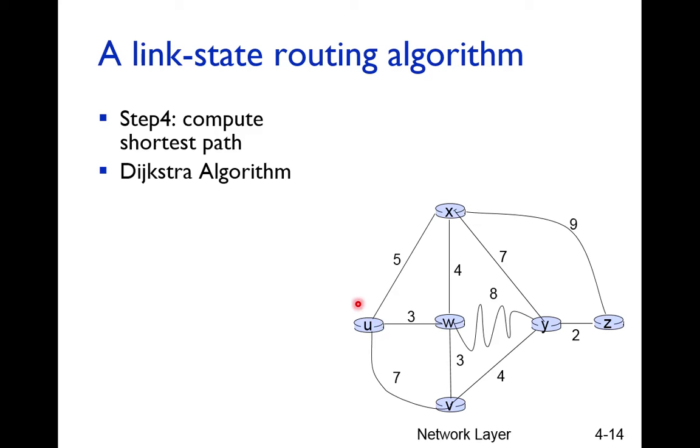Why? Because we may skip some paths. So for this purpose we have some algorithms. One of the algorithms is called the Dijkstra algorithm. It is a systematic approach. It will compute the path from U to Z, not only from U to Z, but it will compute the shortest path from U to X, W, V, Y and Z in 6 steps or 5 steps. And it will not skip any path, any link. So now we are going to discuss the Dijkstra algorithm.